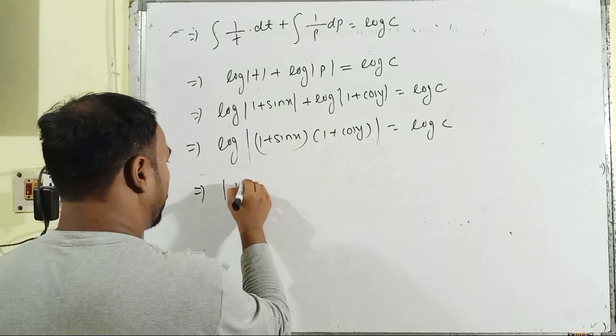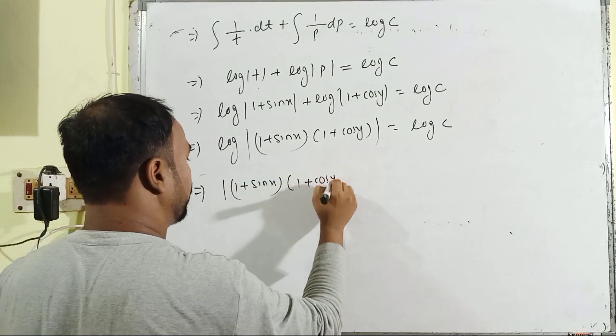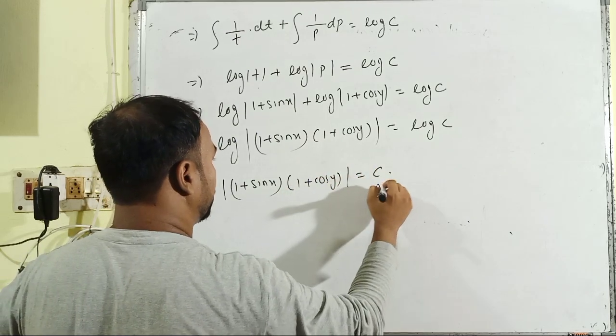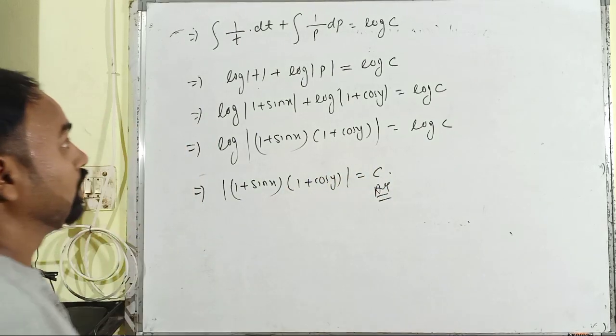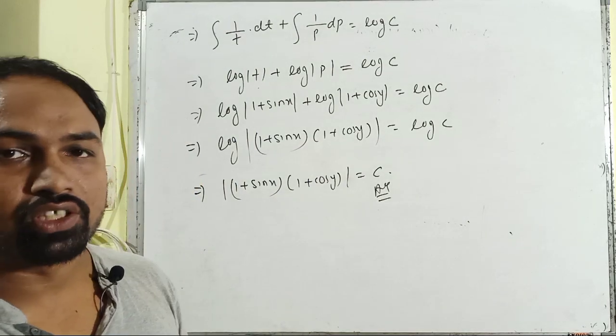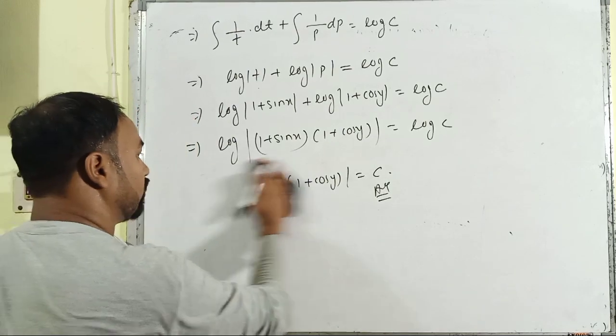It is modulus of 1 plus sin x multiplied with 1 plus cos y is equal to c, and this is your final answer, and this is the general solution of the given differential equation of the first order and first degree. Then let us move towards the next problem of this session.